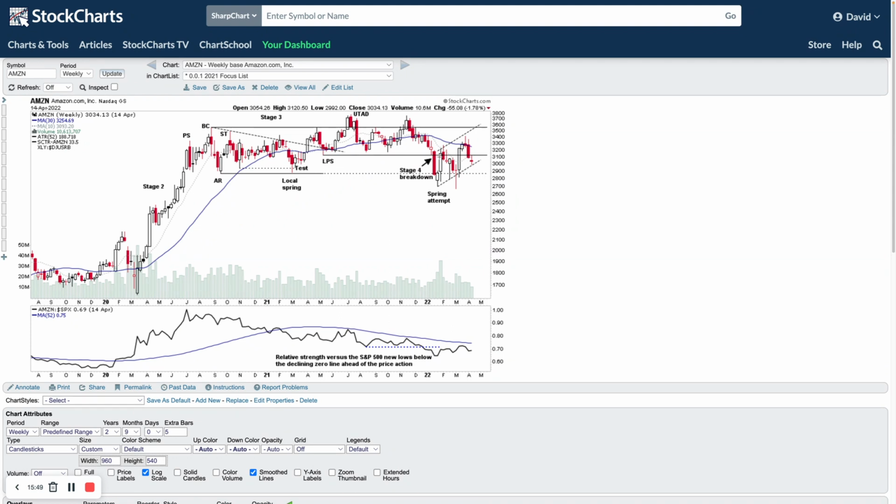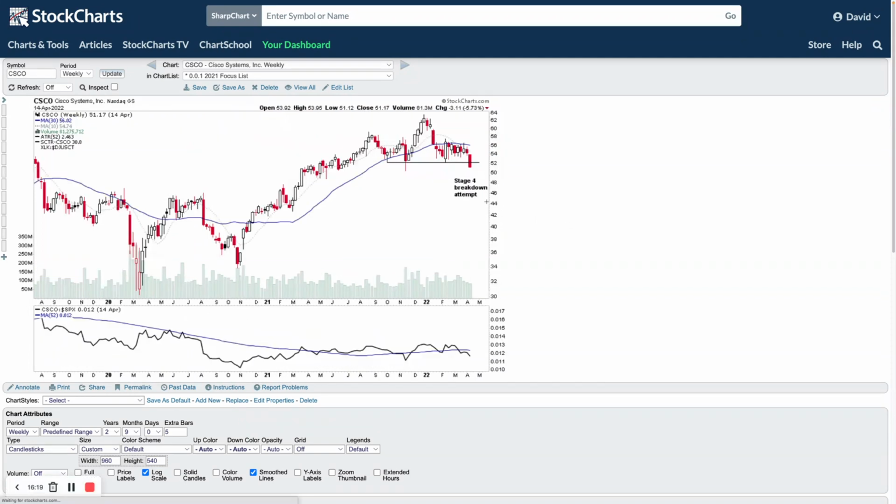Amazon's already in stage 4, broke down a while ago. It's been making this flag type pattern, so potential bear flag at the moment. If it breaks to the downside here, then it would just be off to the downside in stage 4. But if it can continue to hold this range and we can see a move back up above the 30-week moving average, and that can start turning back up, then that would obviously be a positive. So at the moment, again, in the danger zone.